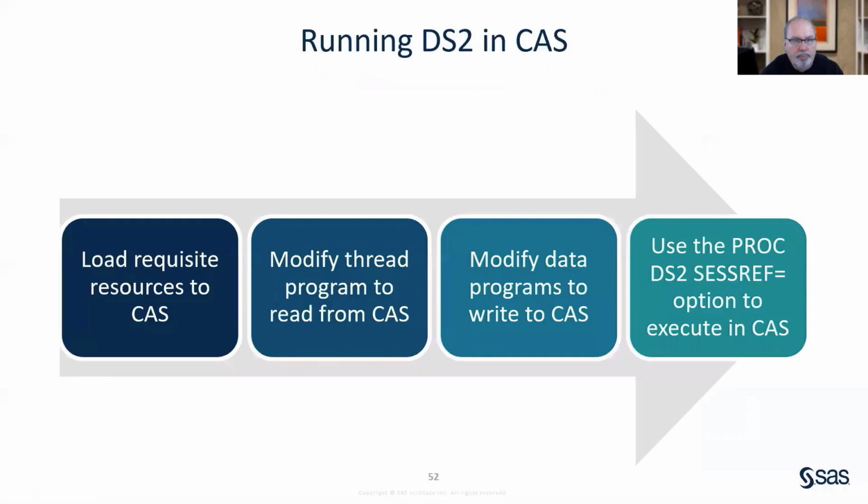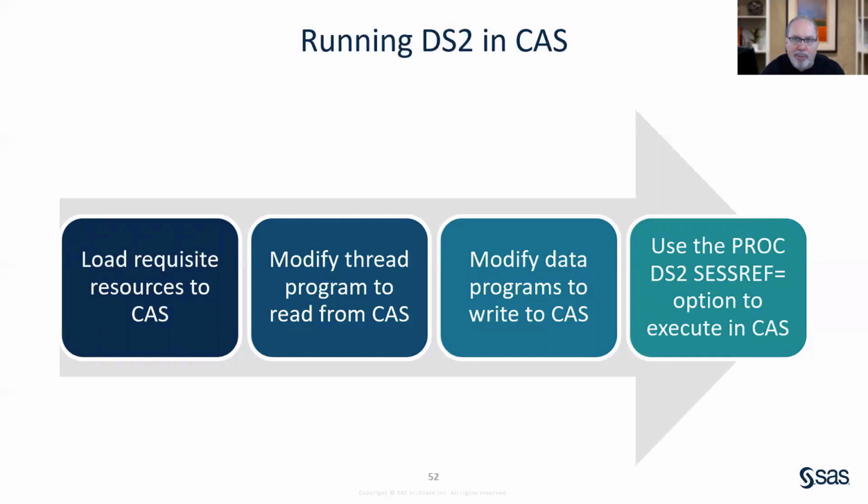So when you're running DS2 in CAS, it works kind of like this. First, you have to make sure that the requisite resources are going to be in CAS, because we want everything to run in CAS. And that includes if you have packages or thread programs that you're going to use, those need to be up in CAS in memory before you try to execute a data program that takes advantage of them.